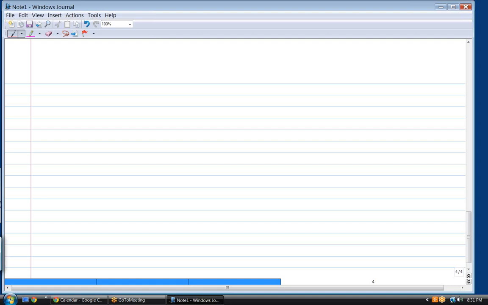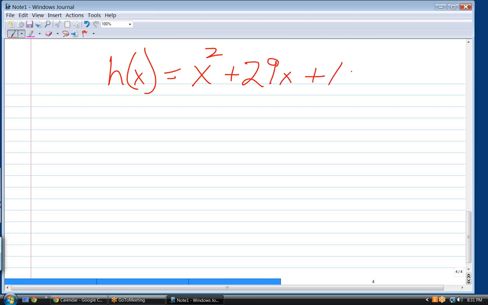Okay. Next one says find the zeros of the function h of x equals x squared plus 29x plus 100. Is that 29 or 21? 29. Plus 100? Yep. So if we were going to try to factor that, what would we be looking for? Factors of 100 that add to 29.